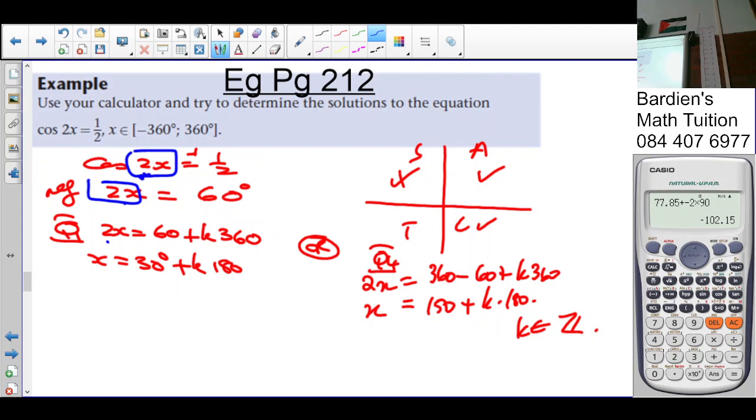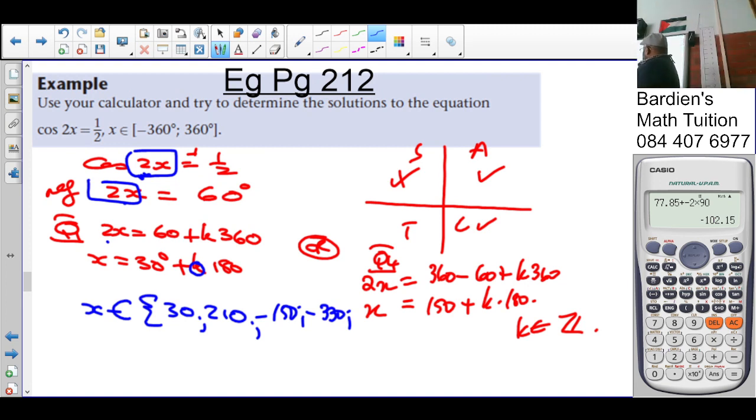At this point we start off with saying x is an element of. Put 0 in, what do we get? 30 degrees. Put 1 in, I get 210 degrees. Put 2 in, that's 390. It's outside. Not so? Put negative 1 in. I get negative 150. Put negative 2 in. Negative 330. You guys agree with that?